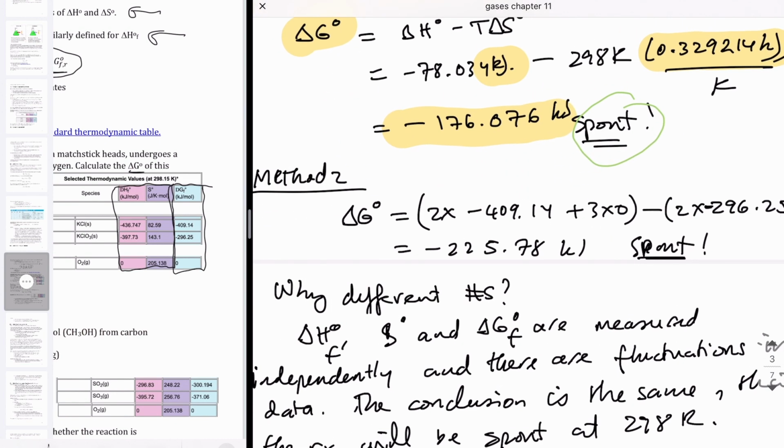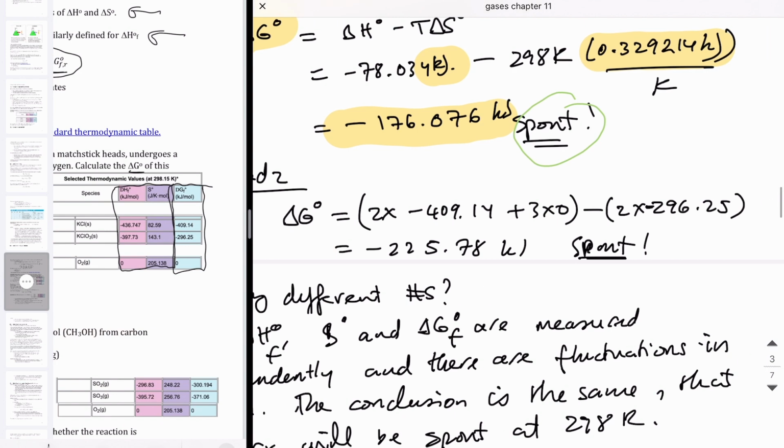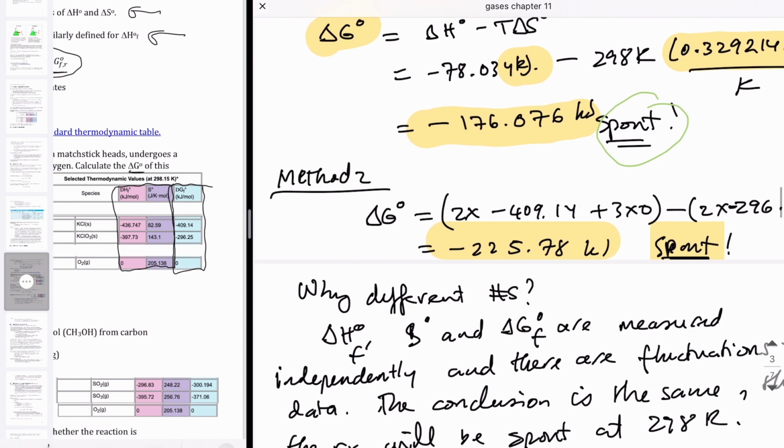The second method uses that Gibbs free energy of formation, and in that case, I just plug in the numbers given in that thermodynamic table. I end up getting negative 225.78 kilojoules. Now, this is a negative number, so it tells me that the reaction is spontaneous. So in both ways, I found that my reaction is going to be spontaneous at 298 Kelvin.